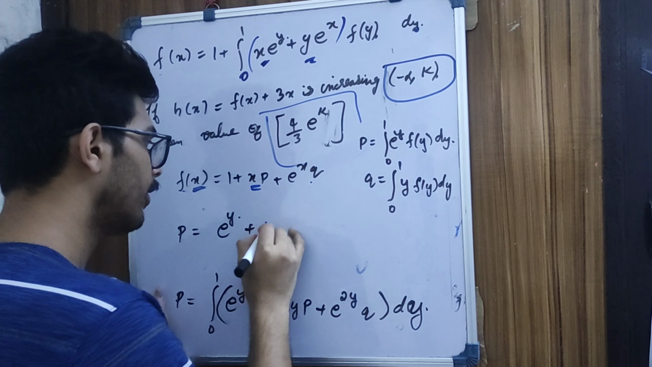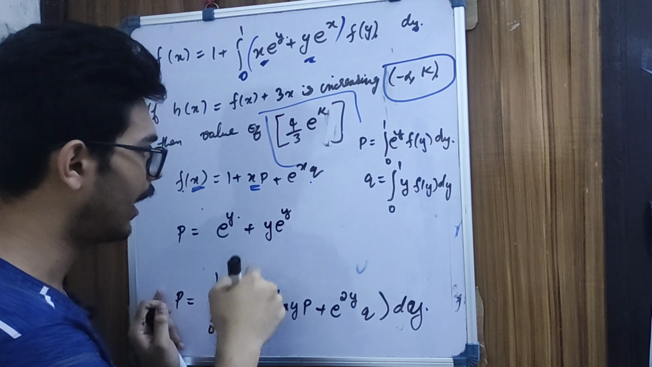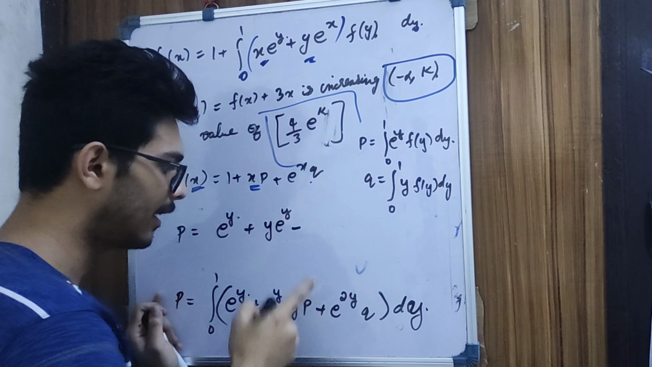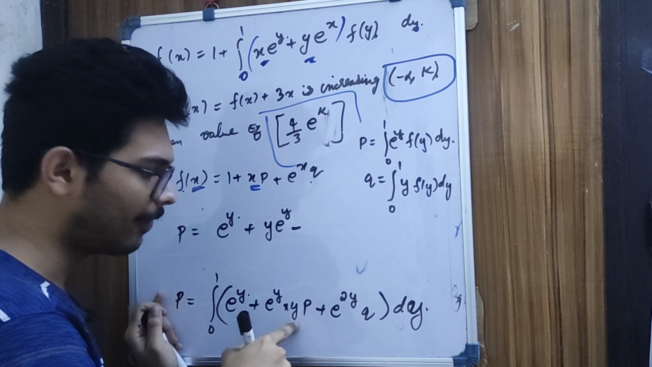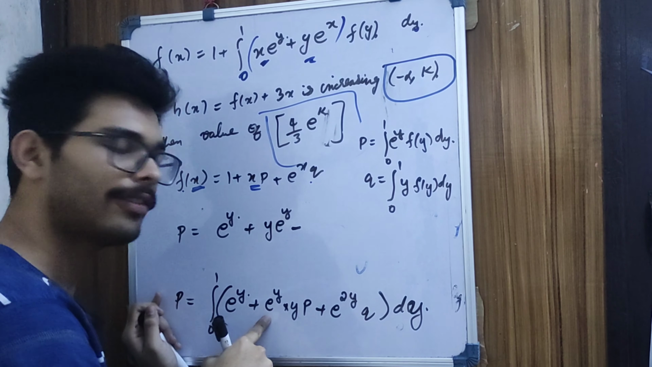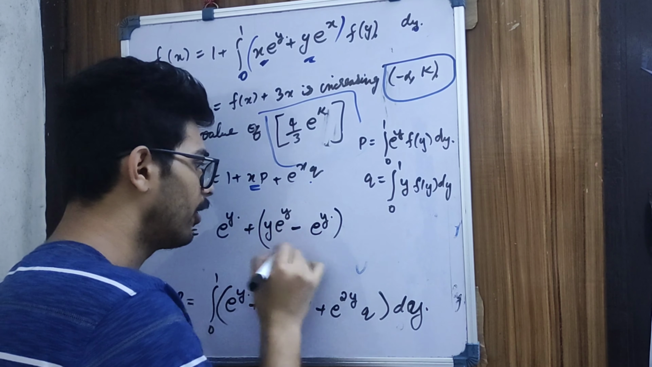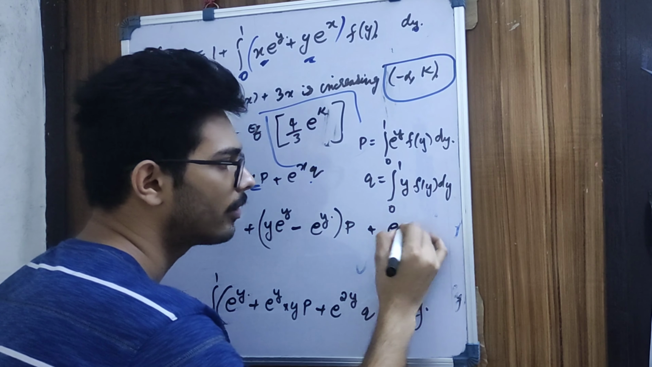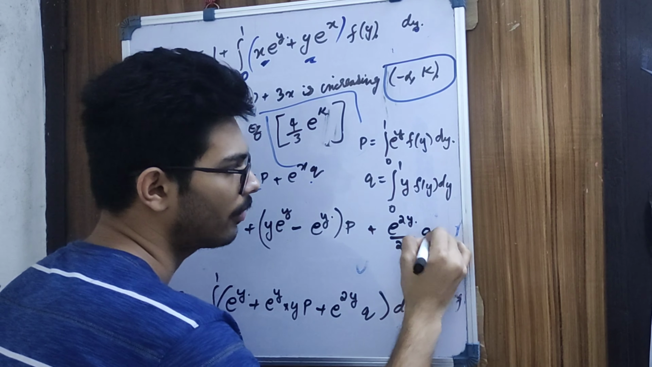It will be equal to y e raised to y. I am considering e raised to y as the first function, and I have written the integral of the first function into the second function minus the integral of the first function into the derivative of the second function. Then the derivative of y will be equal to 1. So what is the integral of e raised to y? It will be equal to e raised to y, the whole into p, plus what is the integral of e raised to 2y? The integral of e raised to 2y is equal to e raised to 2y divided by 2, into q.